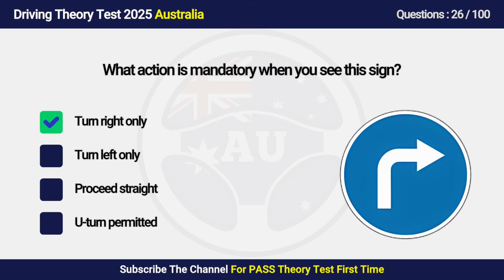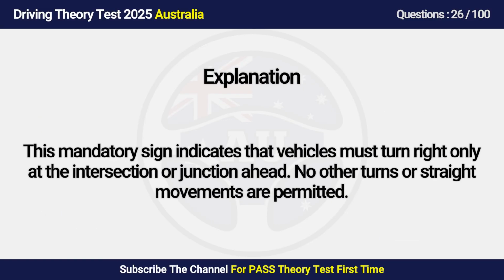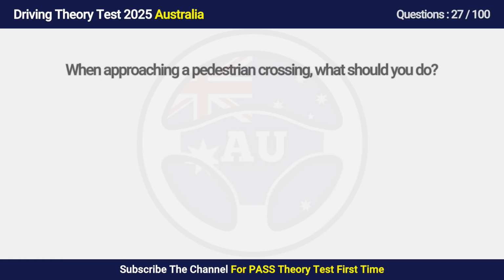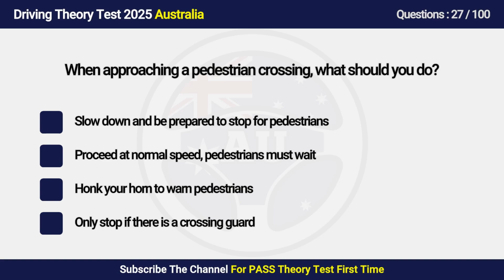Answer is A. Turn right only. This mandatory sign indicates that vehicles must turn right only at the intersection or junction ahead. No other turns or straight movements are permitted. Question 27. When approaching a pedestrian crossing, what should you do?